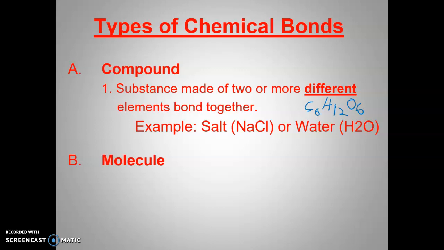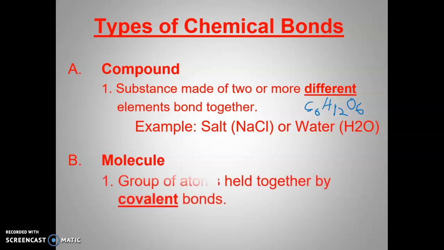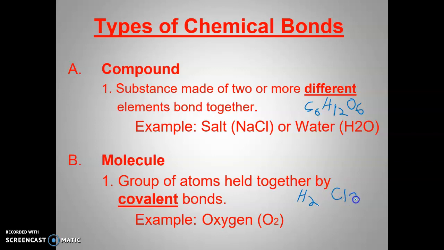Now the next term, molecule, is going to refer to elements or atoms being held together specifically by the first type of bond we're going to talk about today, and that is a covalent bond. Now with a covalent bond, I could have two of the same element, like O2 making oxygen that we breathe. I could have hydrogen gas, because that's also held together by covalent bonds. I could have chlorine gas.